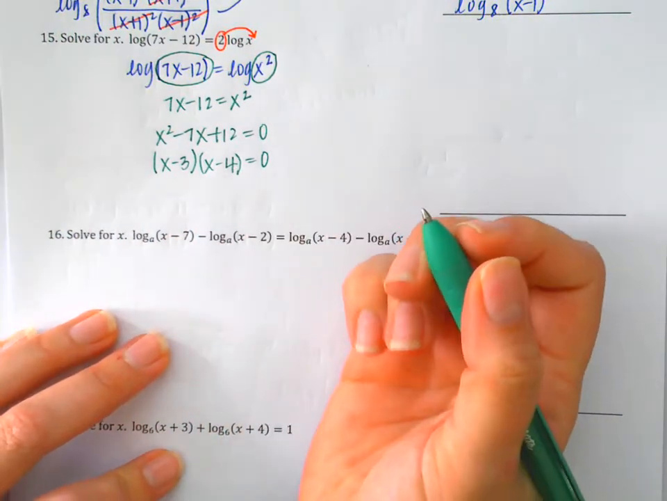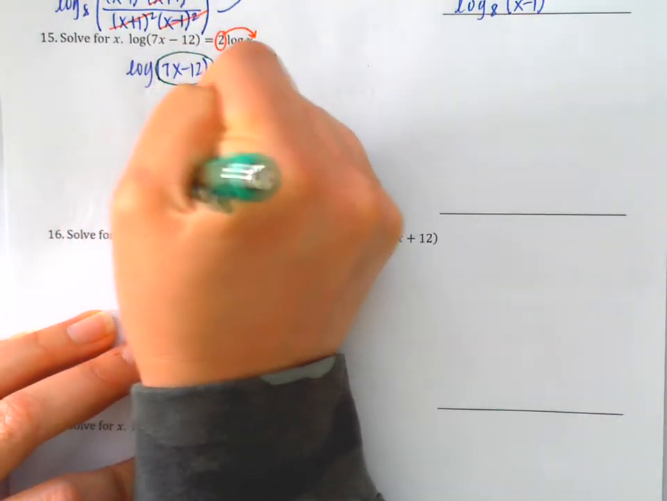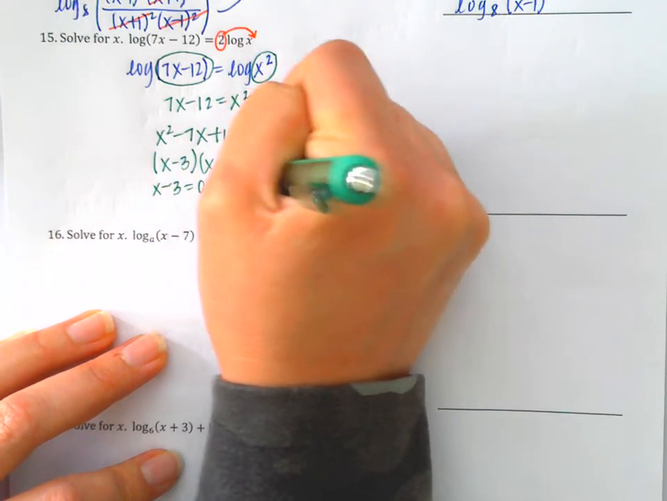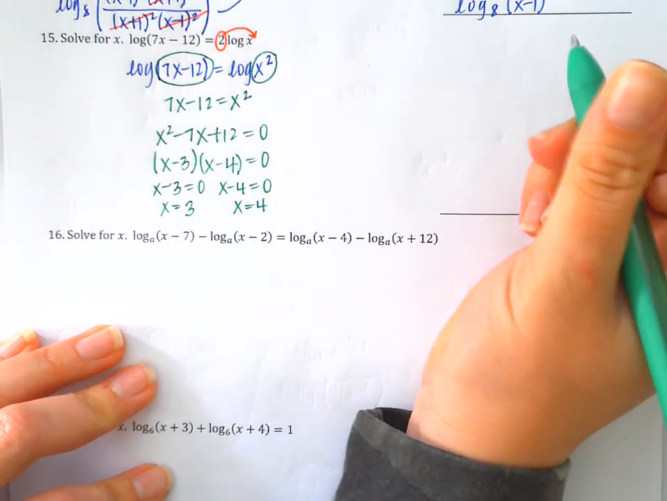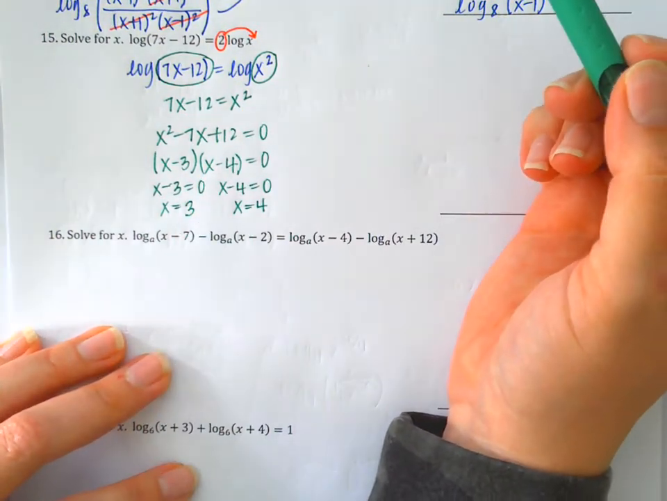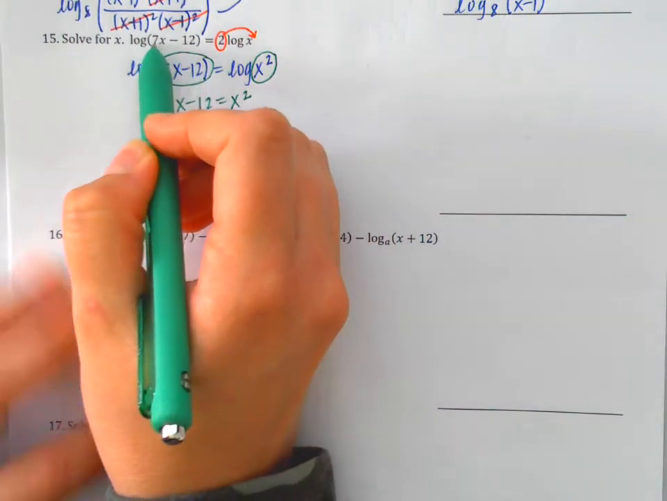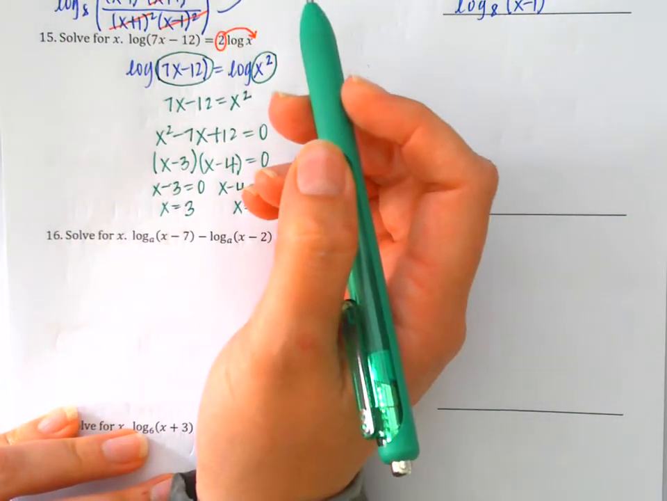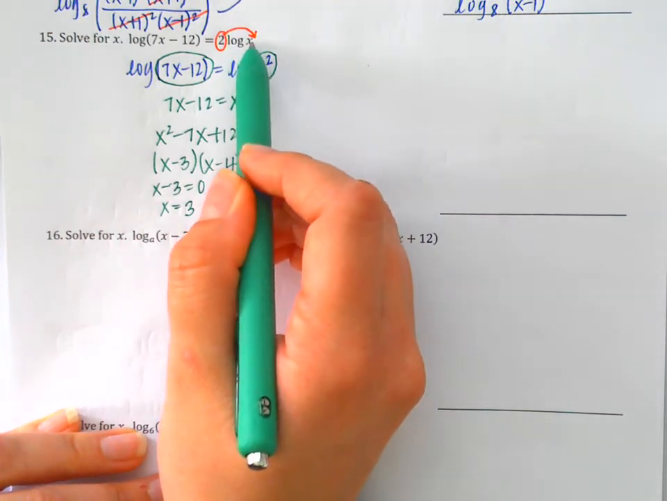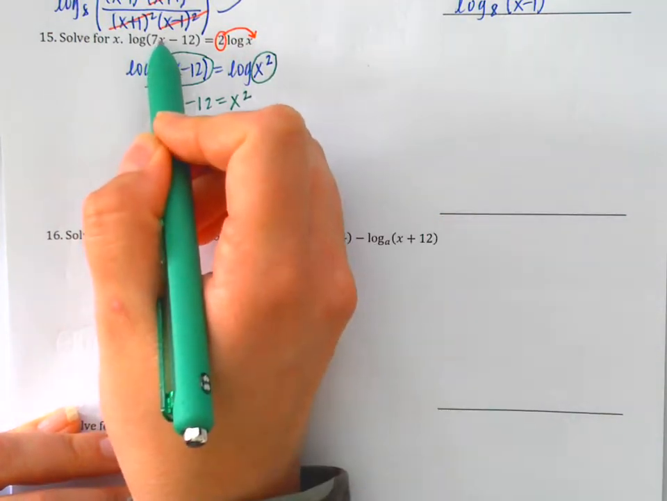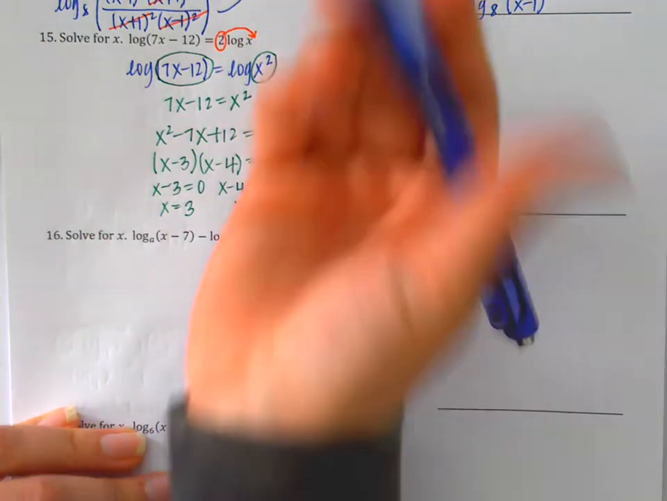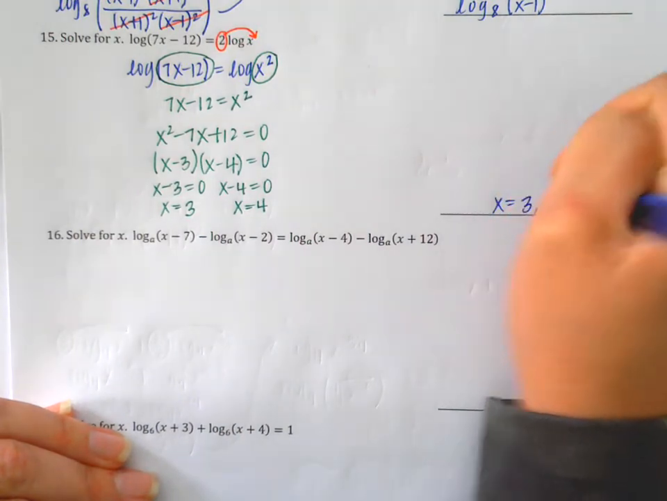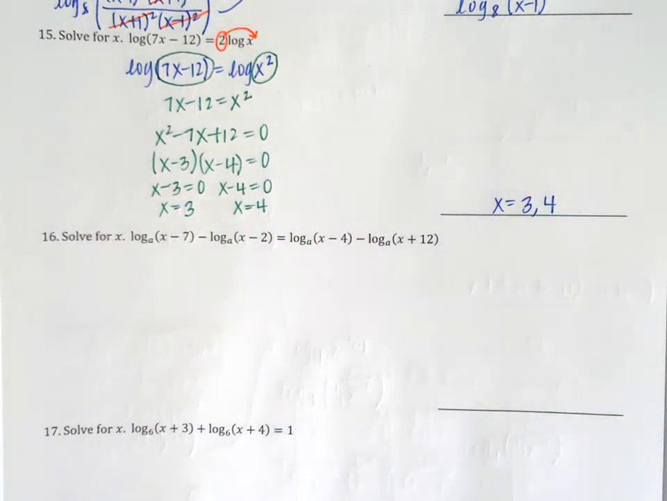Now that it's fully factored, I can set each factor equal to 0 and solve. Add 3 to both sides and add 4 to both sides. Remember, you have to check your work. So I plug them back in. 7 times 3 is 21. 21 minus 12 is positive. We're good there. And then 3, we're good there. Plug in 4. 7 times 4 is 28. 28 minus 12 is positive. We're good. And 4 is positive. We're good. So those are both my solutions. X is going to be equal to 3 and to 4. And that is number 15.